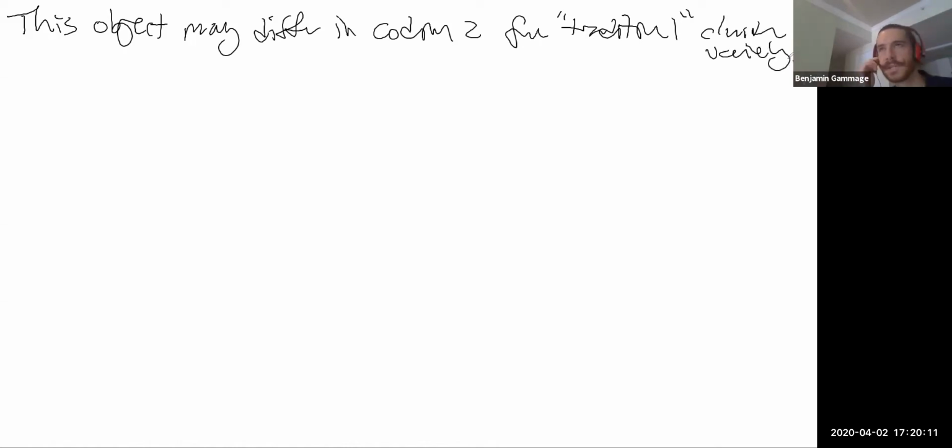I haven't said what a traditional cluster variety is, but there's an original definition, where you have some combinatorics, and that gives you a bunch of toric charts that are related by some combinatorial data, and your cluster variety is the union of all those toric charts.